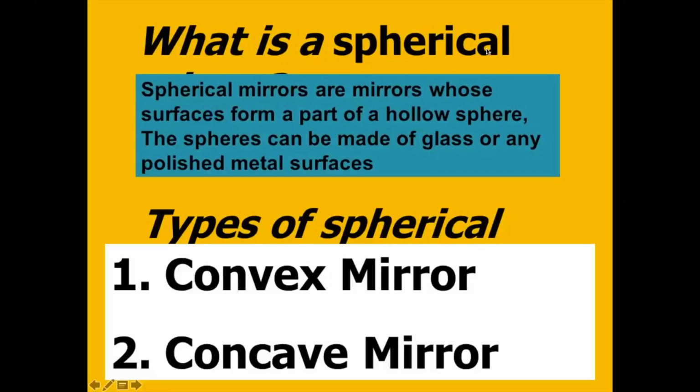What is a spherical mirror? Spherical mirrors are those types of mirrors which are a part of a hollow sphere. Let us take a ball. It is spherical in shape and it is hollow. Hollow means inside it is not filled up. So the sphere is hollow. If I cut the ball into half, I can make two types of mirrors from that.